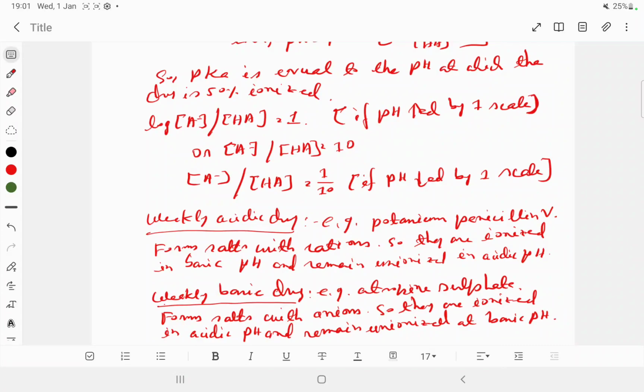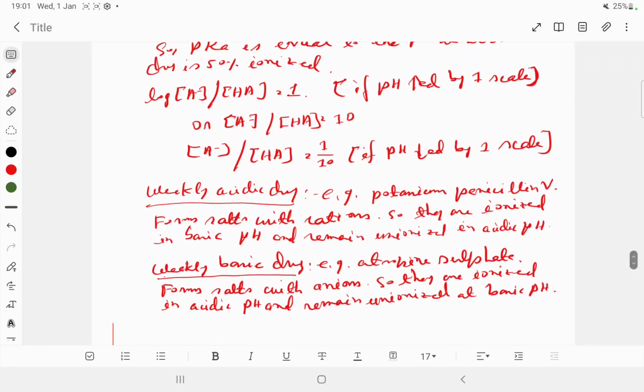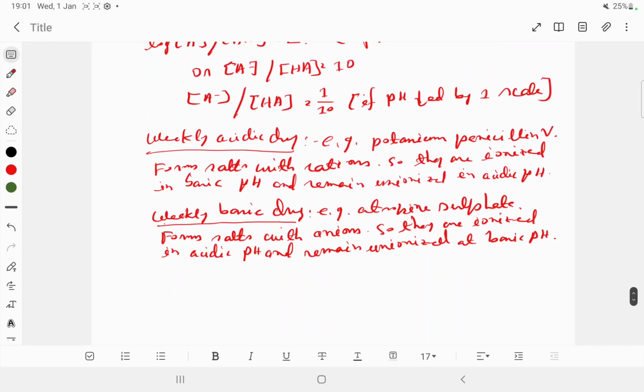Examples of weakly acidic drugs are potassium penicillin V, which basically forms salts with cations. So they are ionized in basic pH mostly and remain unionized in acidic pH. An example of a weakly basic drug is atropine sulfate. They form salts with an anion, so they are ionized in acidic pH and remain unionized in basic pH.